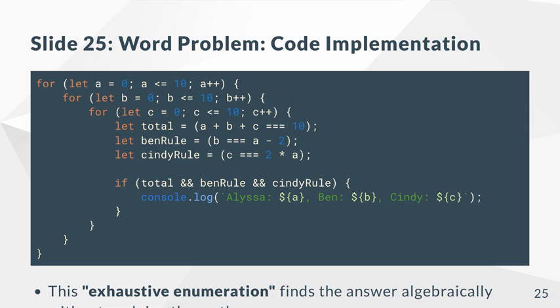In this implementation, we use nested for loops. Imagine a 3D grid where one axis is Alyssa's tickets, one is Ben's, and one is Cindy's. The code iterates through every coordinate in that grid. For every combination, it checks if our three Boolean conditions, total, two less, and twice, are all true. When it hits a combination where they all align, it prints the solution. We've essentially automated algebra using brute force search.